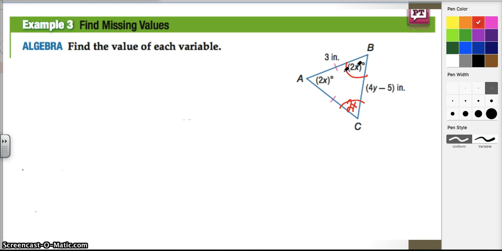Well, now it looks like each of the angles of this triangle is equal to 2x, and therefore 2x has to be equal to 60. Pause and think about that if that didn't make a whole lot of sense. And furthermore, we have 4y minus 5. If each angle is 60 degrees, then it's an equiangular triangle, therefore it's equilateral, therefore all the sides are congruent, and 4y minus 5 must equal 3.